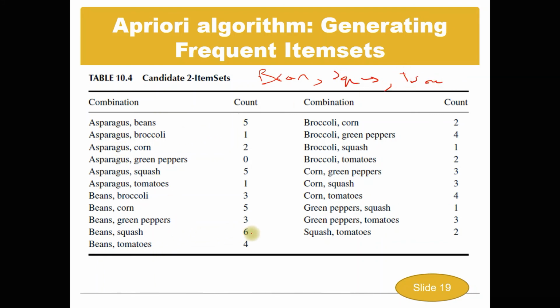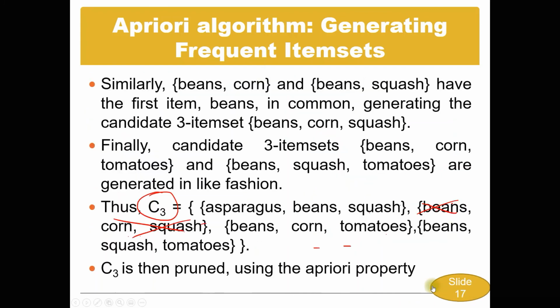Bean, squash. Okay. Bean, tomato. Okay. And squash, tomato. It's 2. Not okay. So in other words, this has to be pruned based on the a priori algorithm. Following the a priori algorithm, these 2 have been pruned.